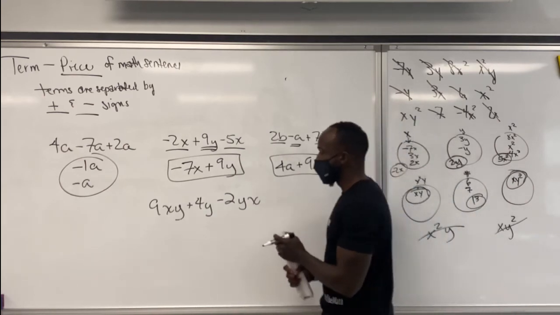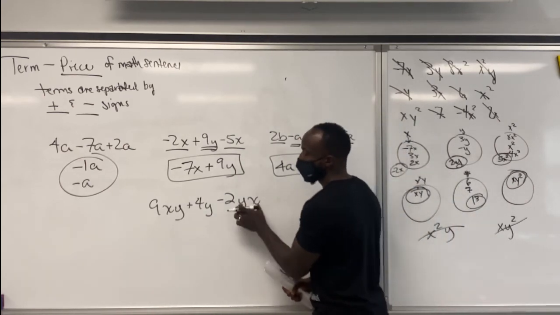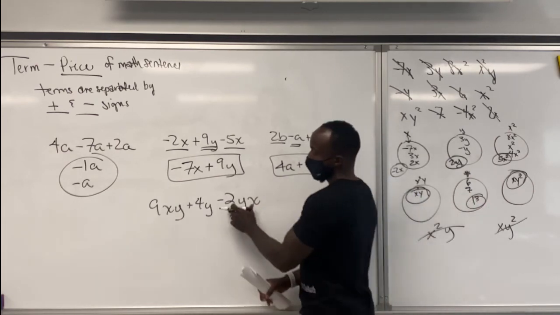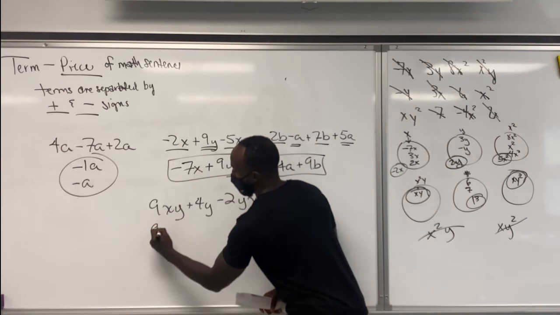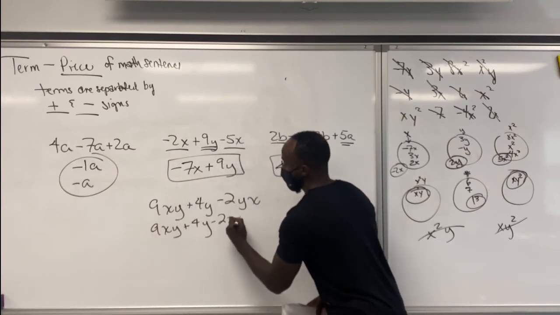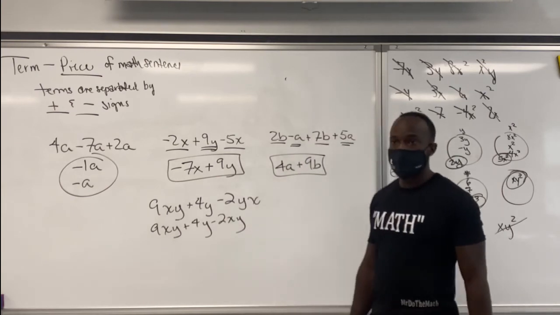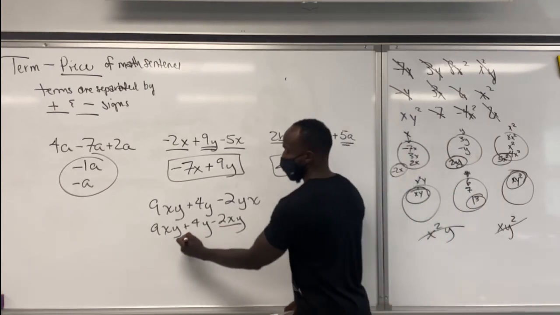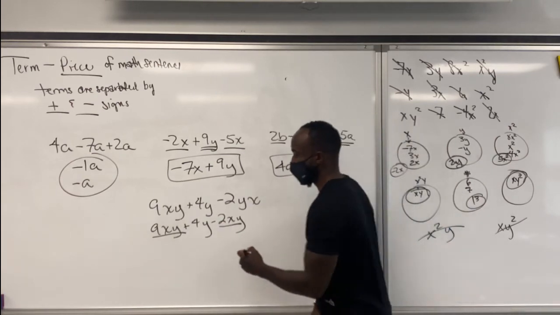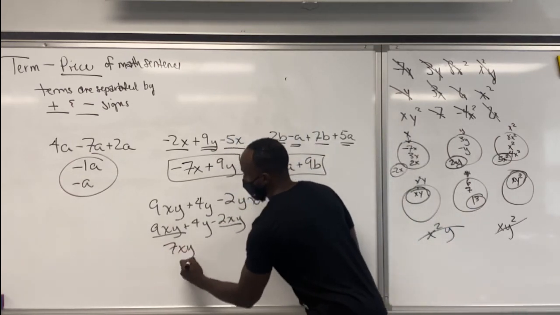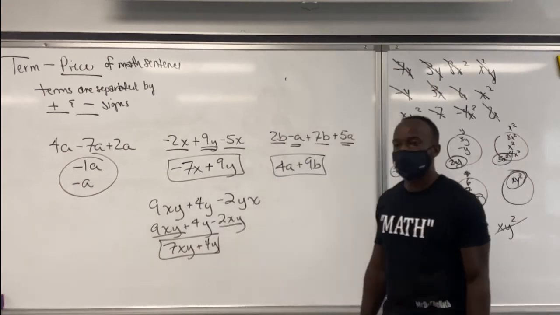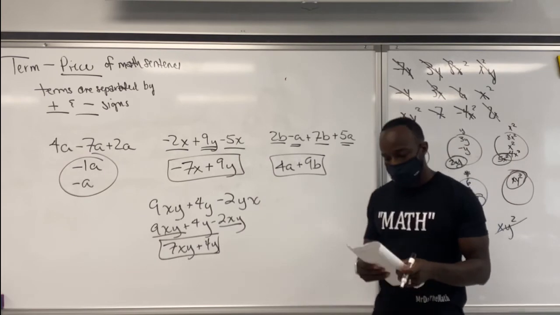All right, so look, these are the same. So what you want to do, for the sake of preventing confusion, is just rewrite this. So it's going to be 9xy plus 4y minus 2xy. Okay? Now, these are the like terms. And you do the math. 9 minus 2, 7xy plus 4y. That's it. Okay?